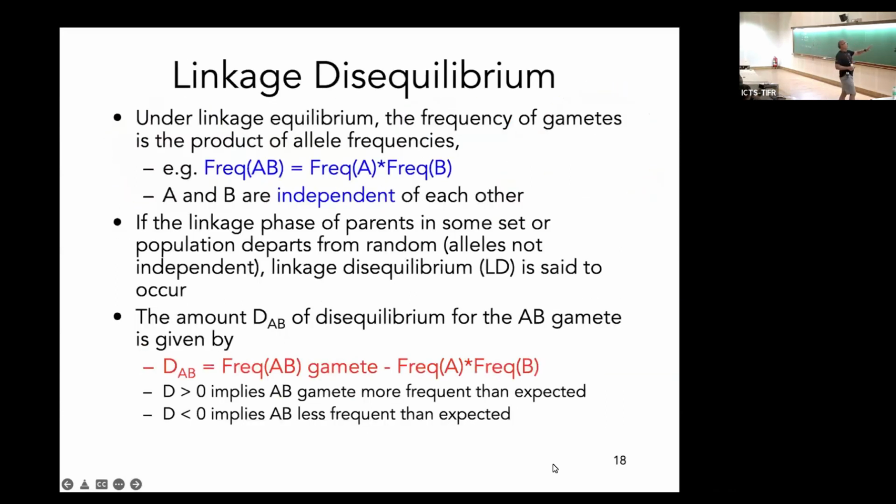This one here. Okay. I didn't talk much about that, but this D is the disequilibrium between A and B, and it simply says you look at the frequency of big A, big B chromosomes, and this is what you expect if A and B were independent. So this is the linkage equilibrium value. The observed value minus the LE value is your disequilibrium.